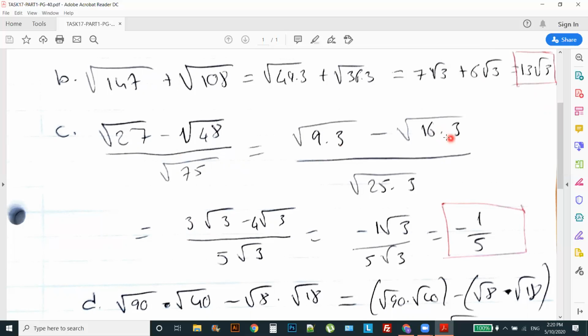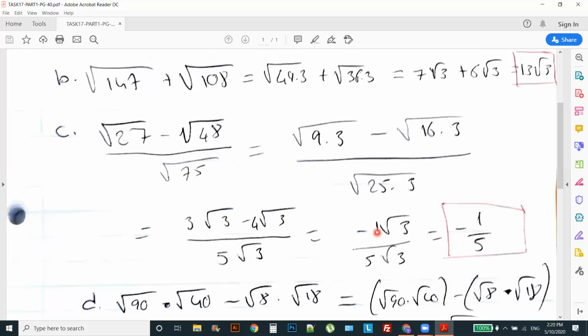Root 48 is 3 times 16. 16 will come out of the root as 4. This 3 here will stay inside the root. So as you can see, my number inside the root is the same, so I can do the subtraction. 3 minus 4 will be negative 1. So root 3, I'll keep it as is.